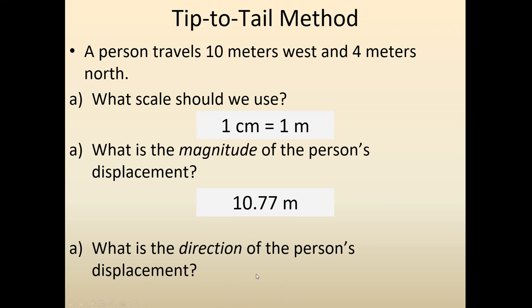And then the next one, what's the direction of the person's displacement? Well, again, he went 10 meters west and 4 meters north. So he ends up going northwest. And that's pretty much it.